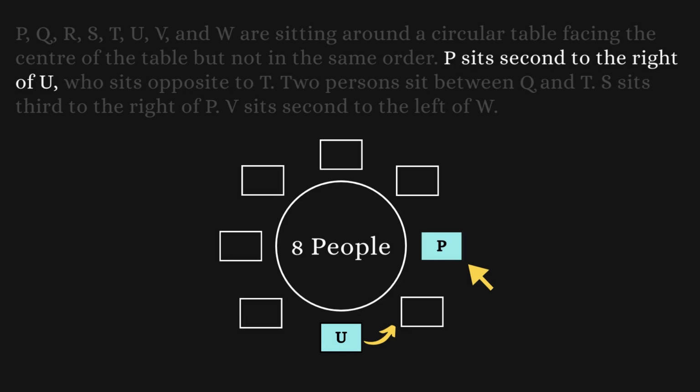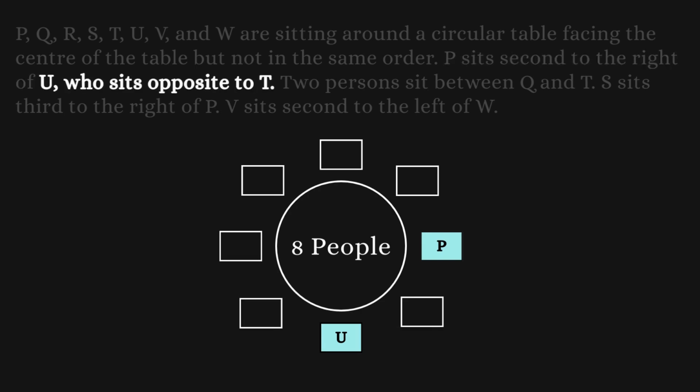Now let's get to the next statement. Here we have U sits opposite to T. We have already fixed the position of U. So T will be sitting in this position opposite to U.